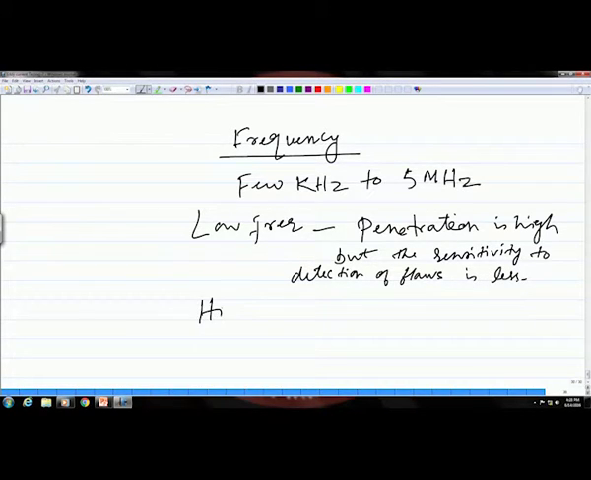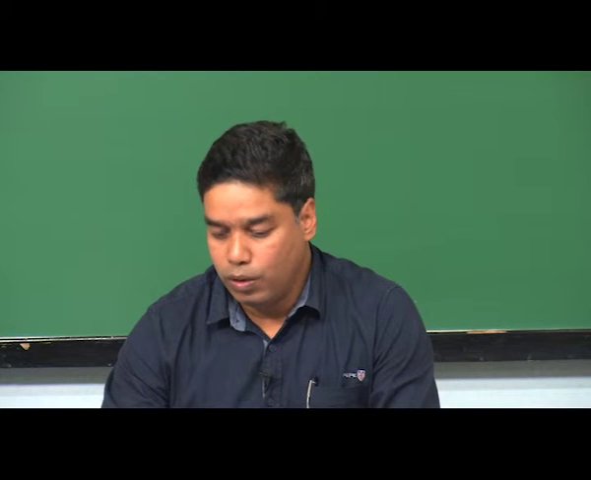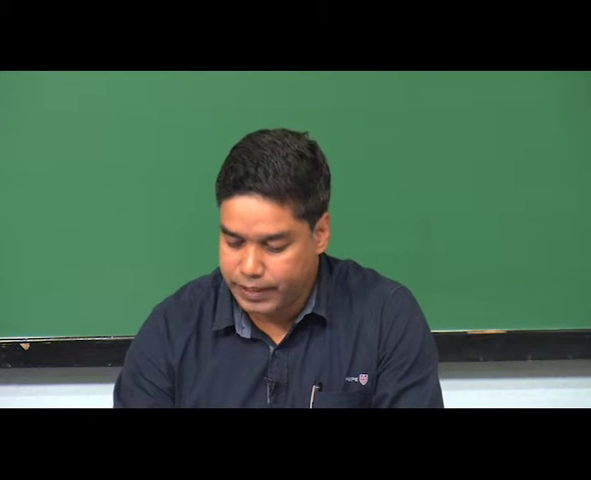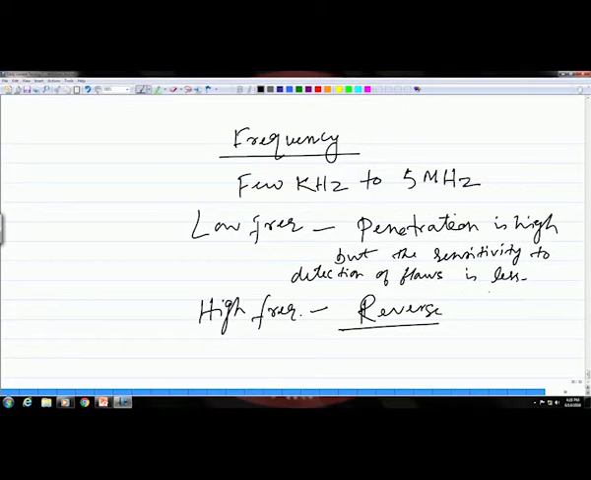And high frequency is just the opposite, just the reverse scenario. That means the depth of penetration would be low, but the sensitivity would be high. So, this is the effect of frequency in terms of the penetration depth and the detection of flaws.